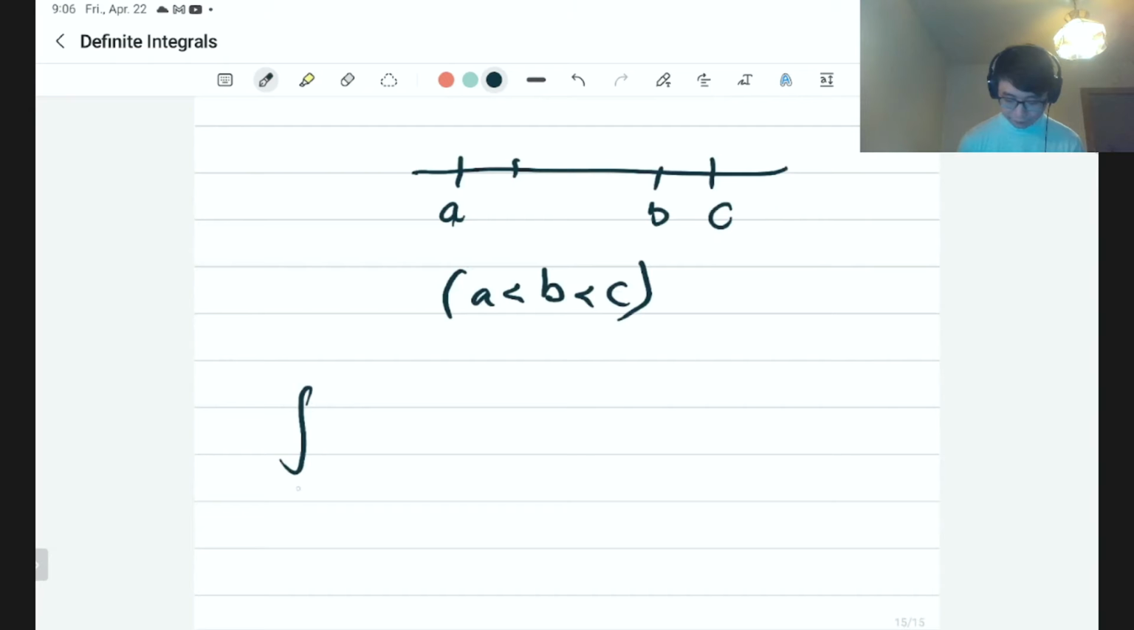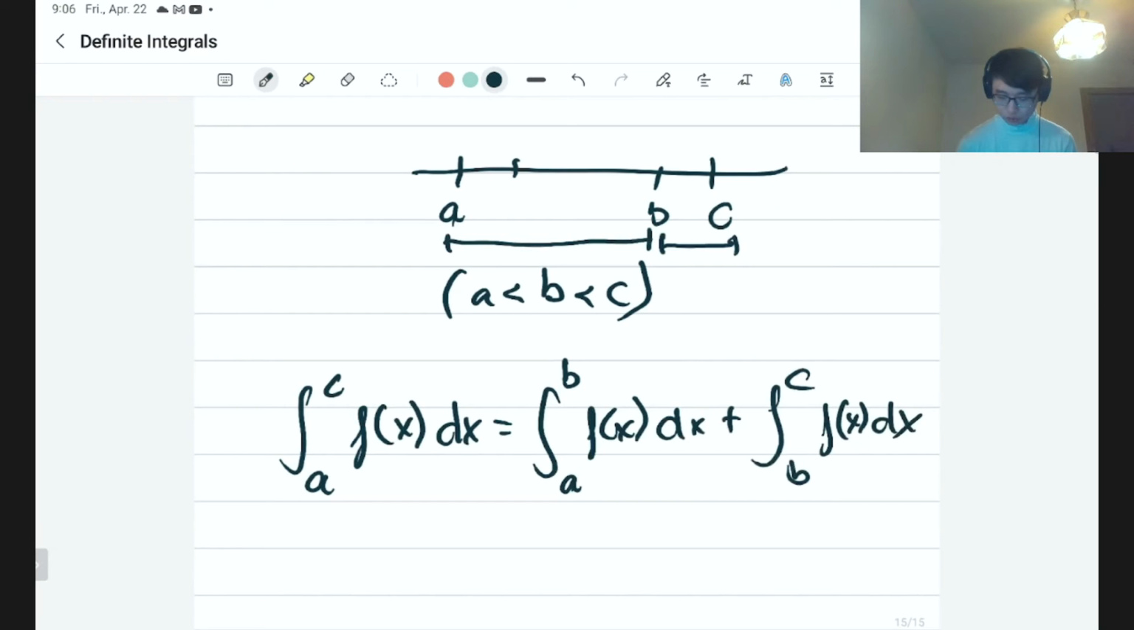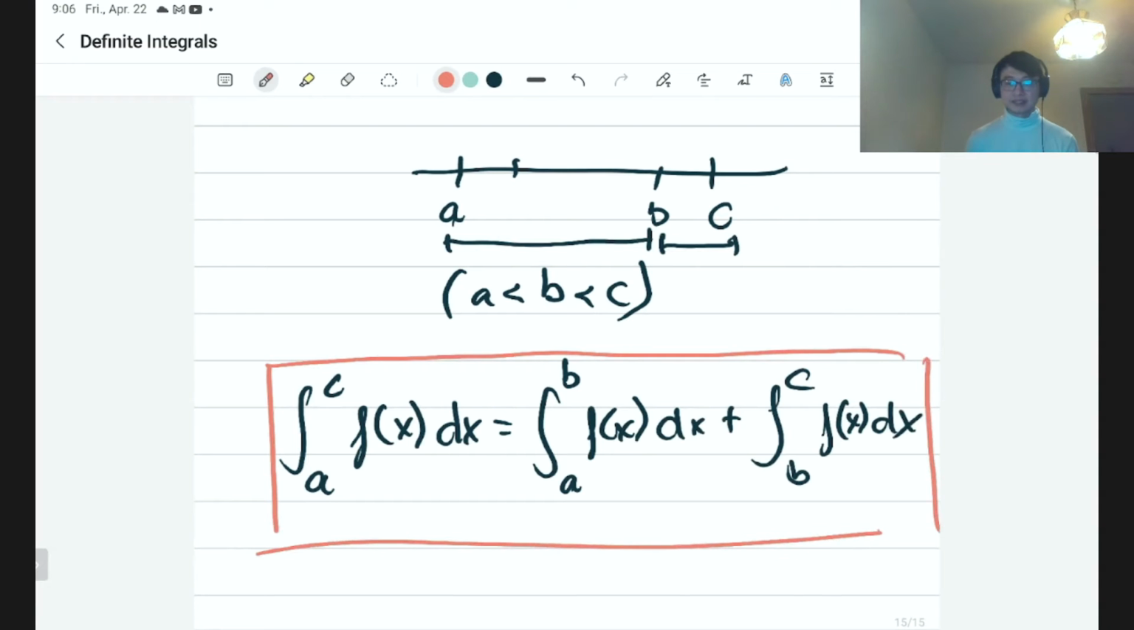then if I do the integration from A to C of any function f of x dx, I can always break it down to be the integral from A to B of f of x dx, and from B to C. And this one always holds true. Always. And this is one of the very, very cool properties of the definite integral.